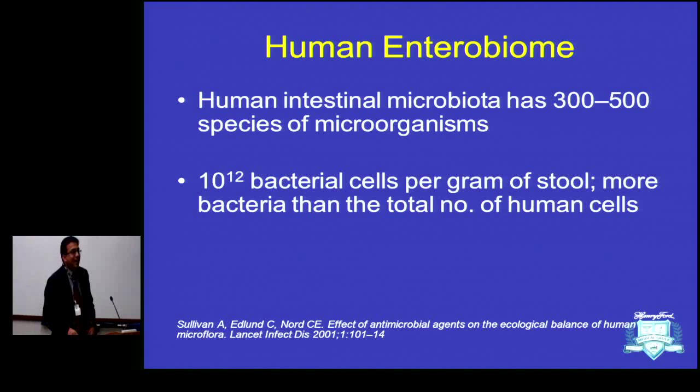So if you look at the human enterobiome, the human intestinal microbiota has at least documented 300 to 500 species of microorganisms and 10 to the power of 12 bacterial cells per gram of stool. So if you look at the stool overall, there are more bacterial cells than the total number of human cells put together.